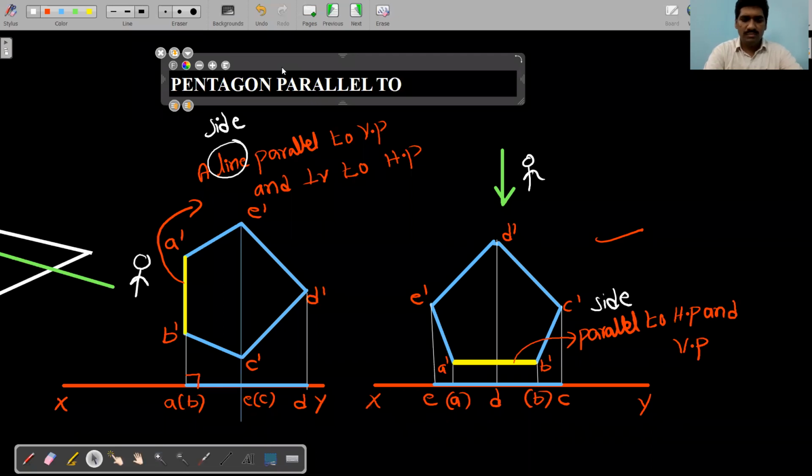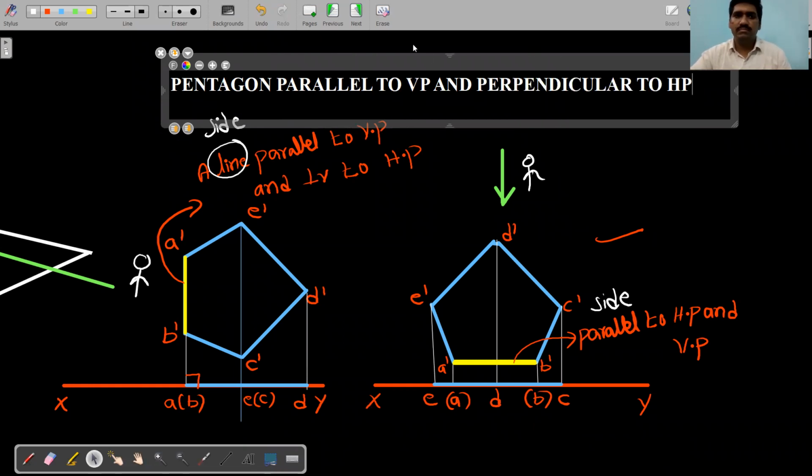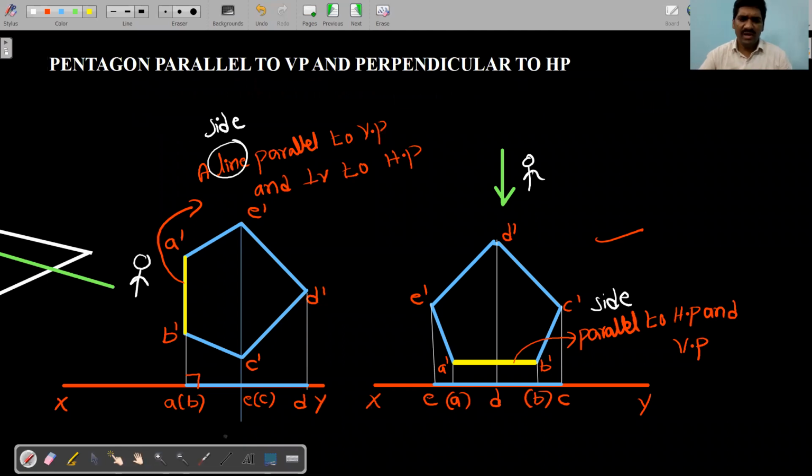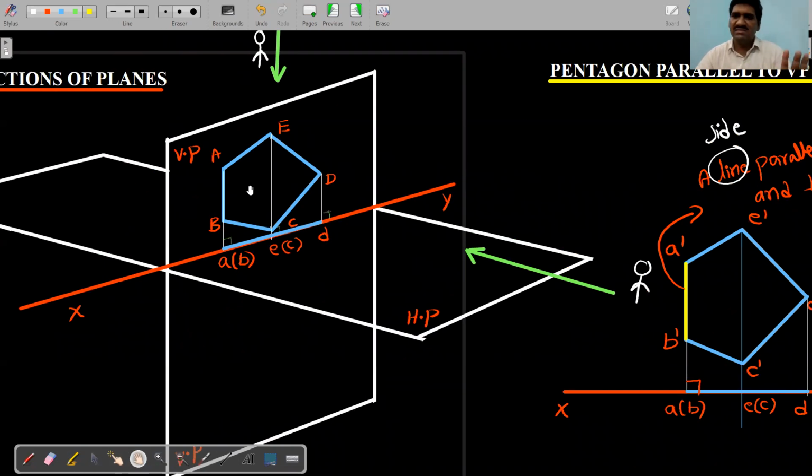Parallel to VP and perpendicular to HP. This is the case. Very important. Beautiful conditions these are. Are you following all of you? Right. So this is the case all of you. Again I am repeating, all of you. So a pentagonal plane surface parallel to VP and perpendicular to HP.